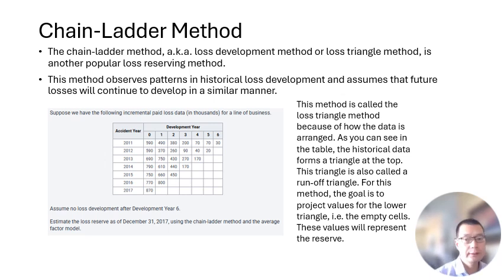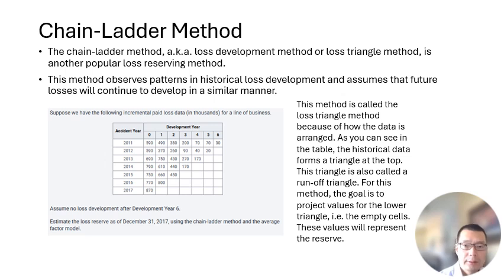So here you can see there is a table on the left side where it has accident year and development year. The accident year means the year when the accident happens, and development year means the year after the accident happened. Each year, how much claims you will need to pay.